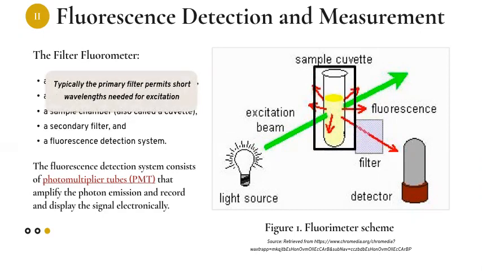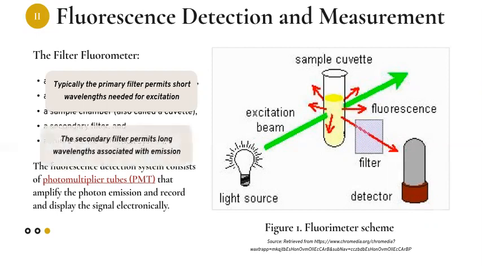The secondary filter is placed between the analyte and the detector. This filters out the phosphorescence radiation and stray light so that only fluorescence is measured, and the secondary filter permits long wavelengths associated with the emission.